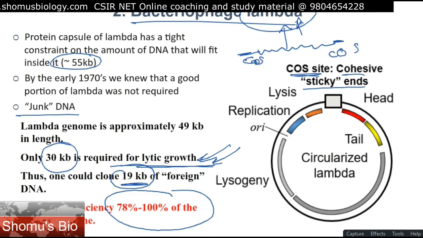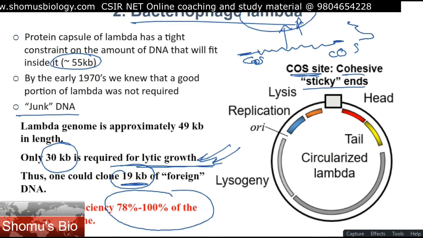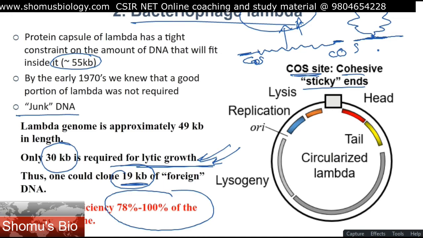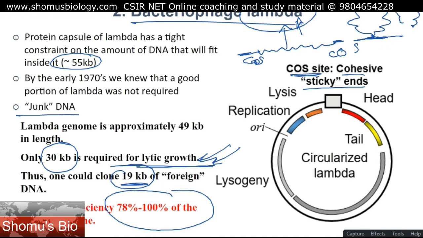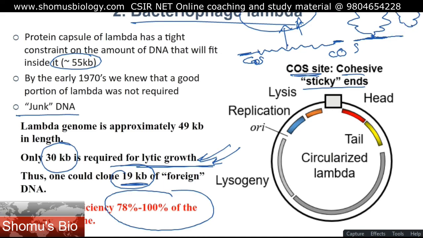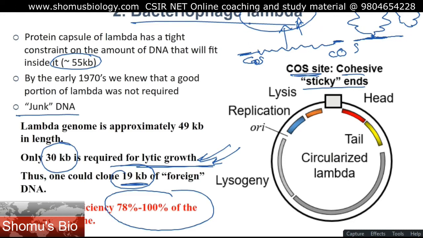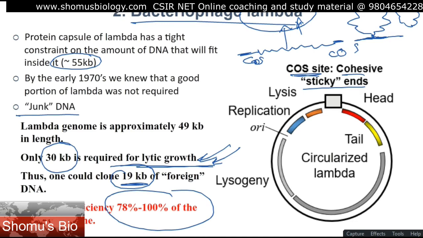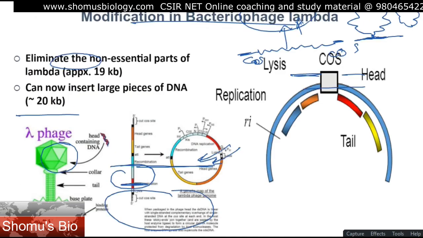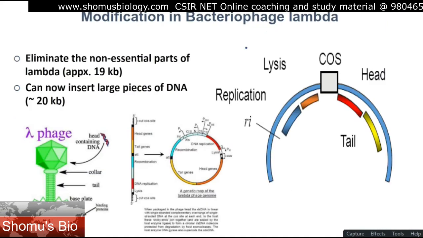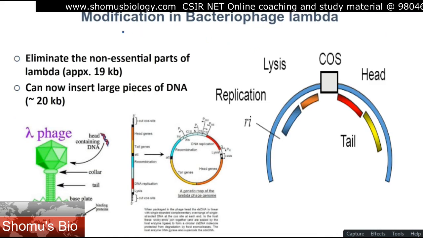Now they will bring those cos sites together. Once they join the cos sites together, that cleaves the actual gene of interest out. So that's how they can always package the DNA. This packaging efficiency is very good for the bacteriophage, and it can also hold a little lengthier DNA compared to the plasmid. So that's the big deal.